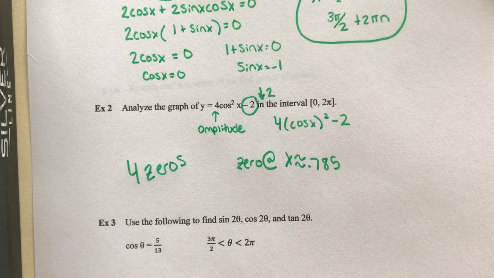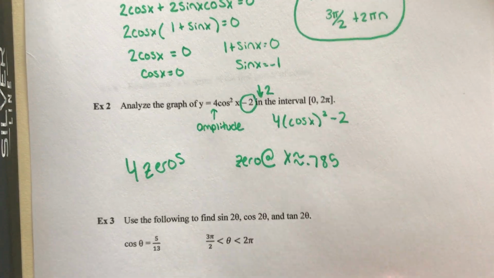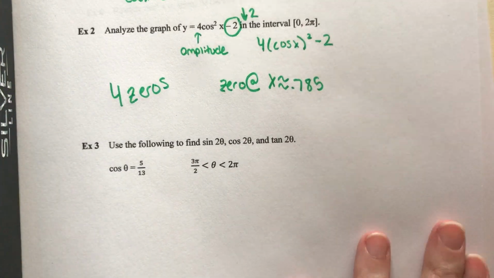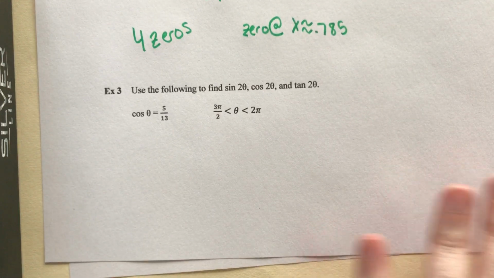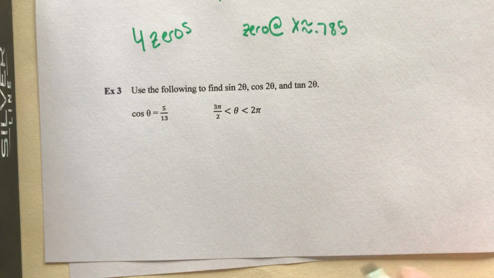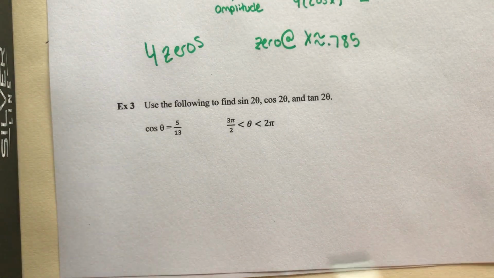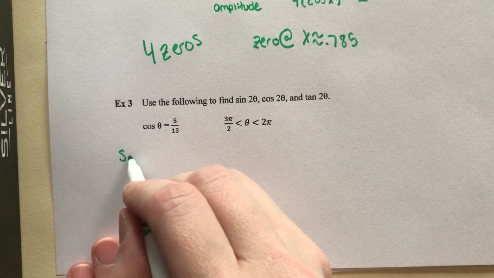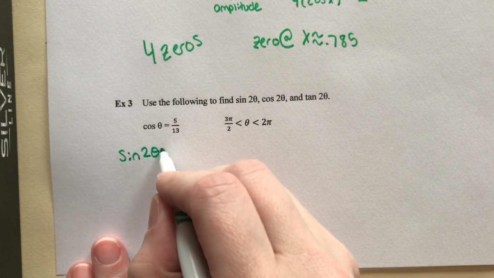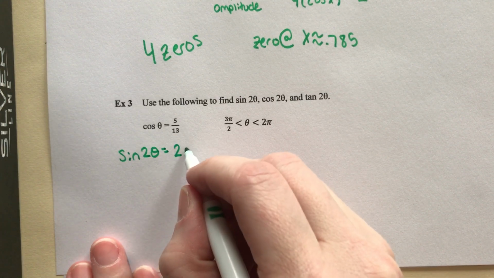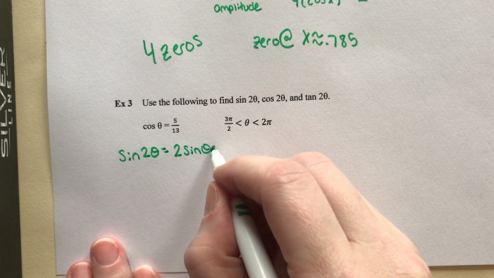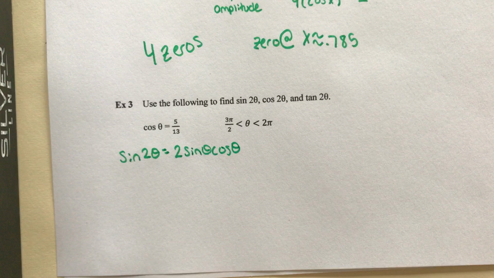Okay, let's go to number 3 next. So number 3 says, use the following to find sine of 2 theta, cosine of 2 theta, and tangent of 2 theta. So first I'm going to get my formulas that I need. So I'm going to copy from the top of my notes there what sine of 2 theta is. Sine of 2 theta is equal to 2 sine of theta, cosine of theta. So in order to solve this, I need sine and cosine. But I only know cosine.